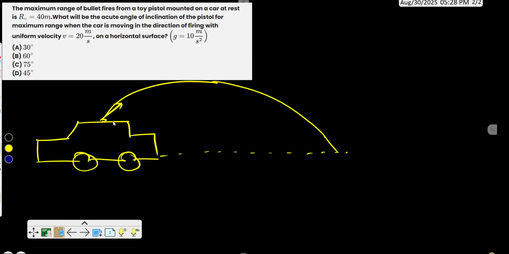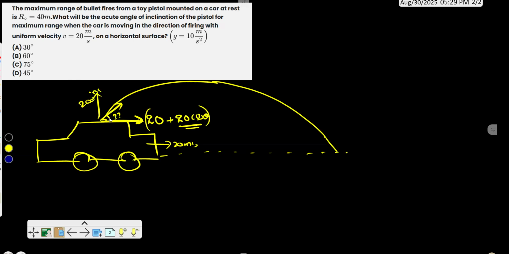And he's asking at what angle. Now, when I split that projectile into two components, the horizontal velocity would be the car's velocity and 20 cos theta. Both will be present here. Why? Because the car is moving with 20 meter per second, and in this horizontal, it is u cos theta, that is 20 cos theta. U sin theta would be 20 sin theta only. We are not much bothered about that.